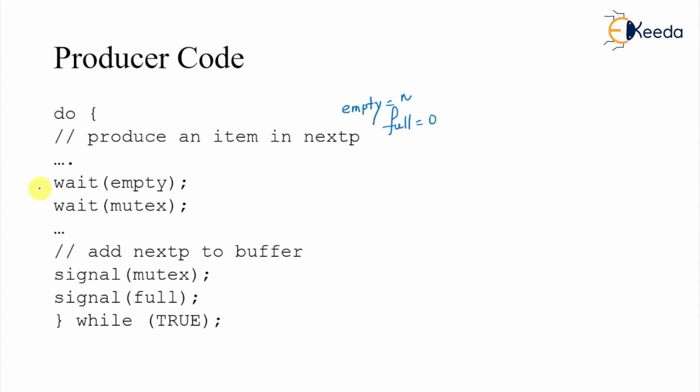So in the producer code, wait empty. If empty is right now n, the wait will execute successfully and make it n minus 1. Wait mutex, mutual exclusion: if it is 1, then definitely it will go to the next code. Then it will add the next item to the buffer, then it will signal the mutex. Here, when we are putting the item into the buffer, we are preserving the mutual exclusion, and then we signal full, incrementing it.